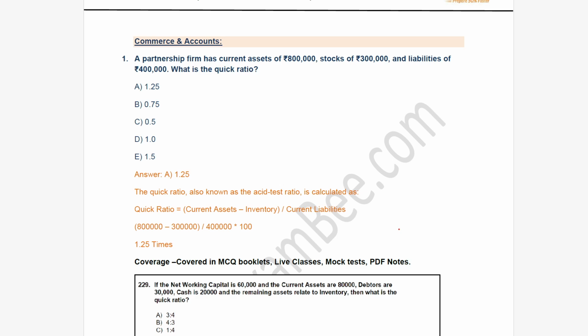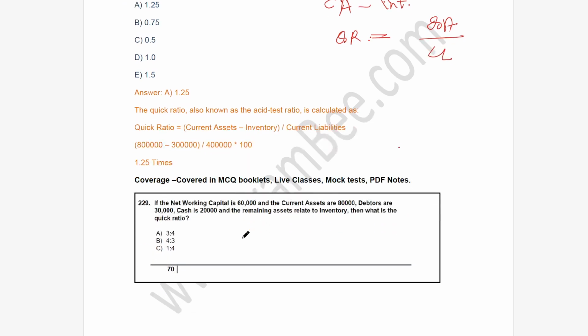You had to calculate the quick ratio here. So quick ratio, as we know, is given by your quick assets divided by your current liabilities, right? And quick assets is nothing but your current assets minus your stock, or as we call it, inventory, right? So it was a simple question. 8 lakh minus 3 lakh, which is 5 lakh, divided by 4 lakh, which will give you the quick ratio of 1.25 times. We have done so many questions related to this topic.